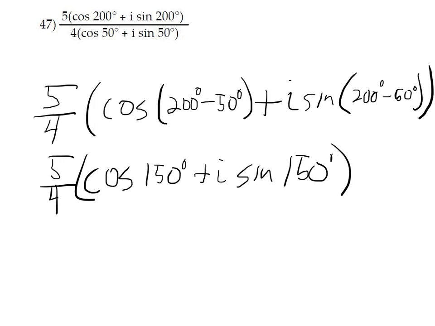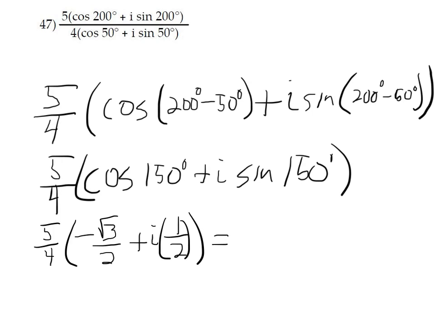Now this is great, except we're in the wrong form. They want us in the a plus bi form. So to get a plus bi form, we just evaluate. We'll find cosine of 150 degrees and sine of 150 degrees. And we'll get 5/4 times cosine of 150, which is negative square root of 3 over 2. The reference angle is 30 degrees. Cosine of 30 degrees is square root of 3 over 2, and the quadrant is quadrant 2, where cosine is negative. Plus i sine of 150. That's second quadrant, 30 degrees, so sine is 1/2.